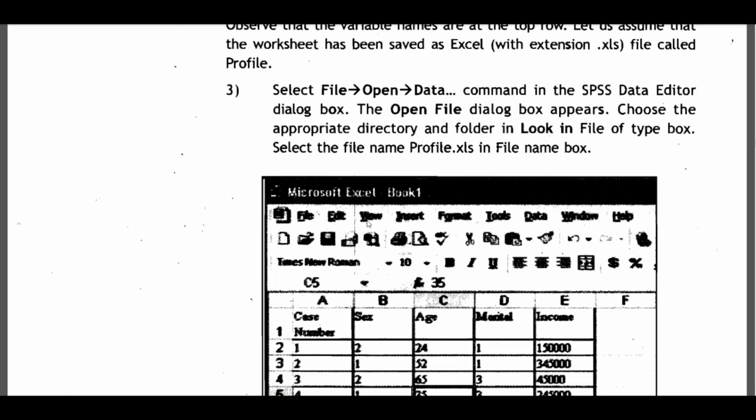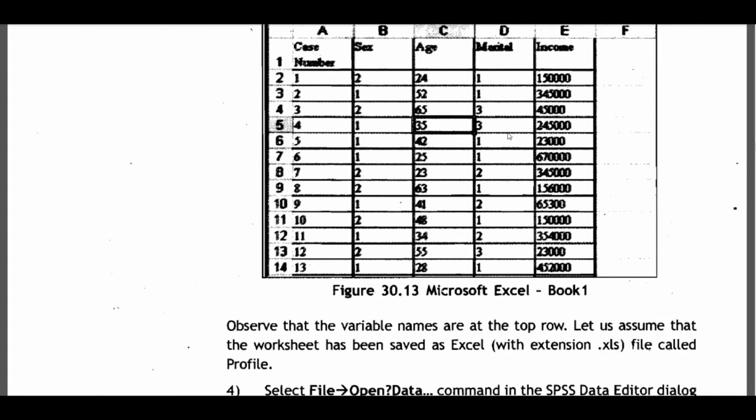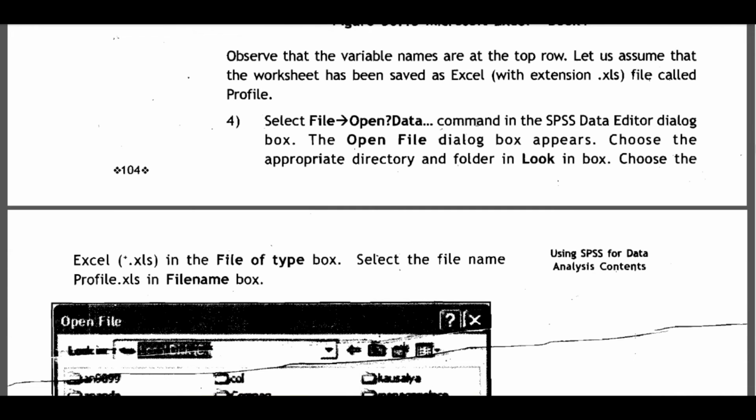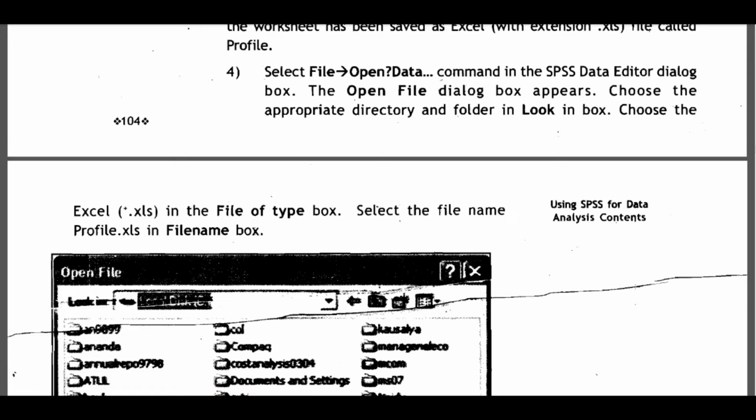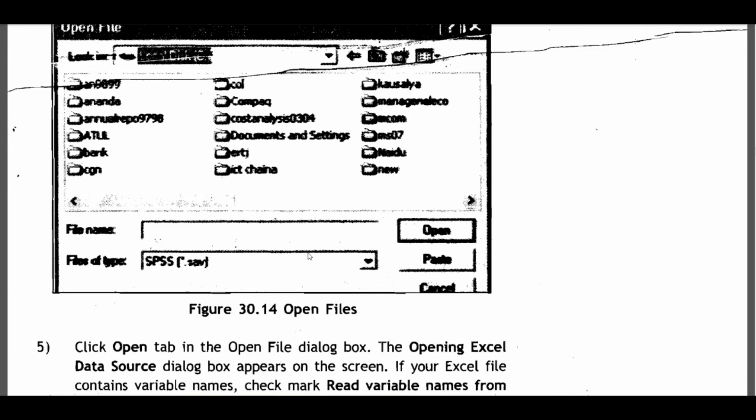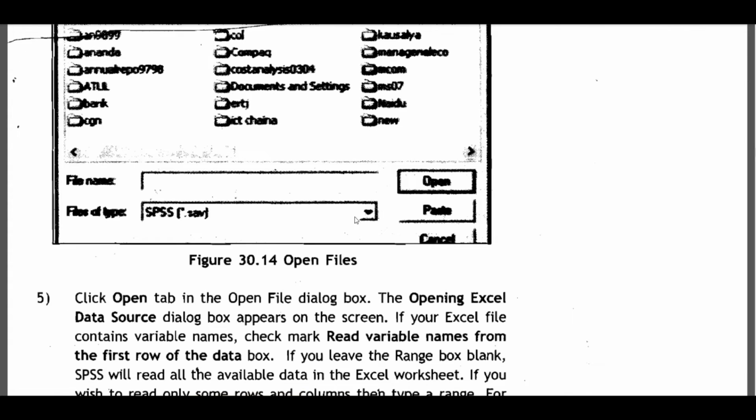This is the Excel sheet. You can just open it with the Data command in the SPSS Data Editor. It will open. This is the Excel book. Observe the variable names in the top row. Let us assume that the worksheet has been saved as an Excel file with the extension .xls. Next, select Open in the SPSS editor. The Open File dialog appears, and you look for that particular file. Choose that profile.xls file name. Like this, you can search for that file and click to open it.